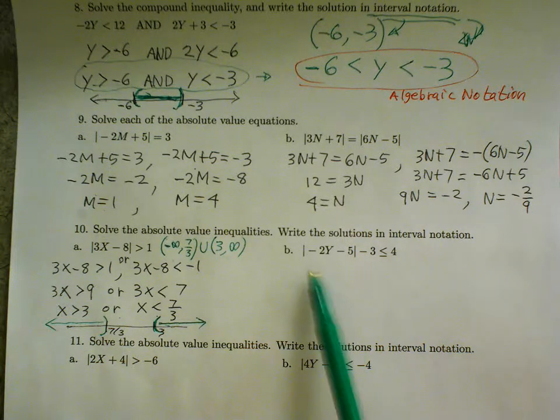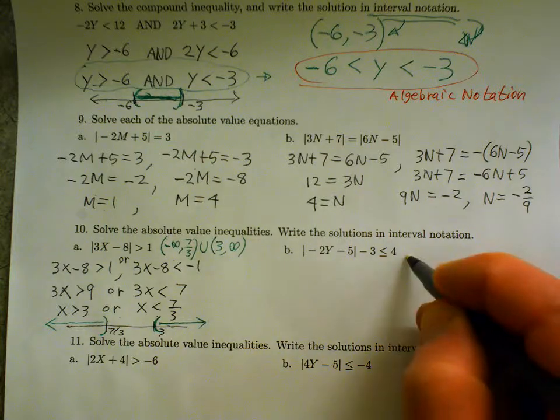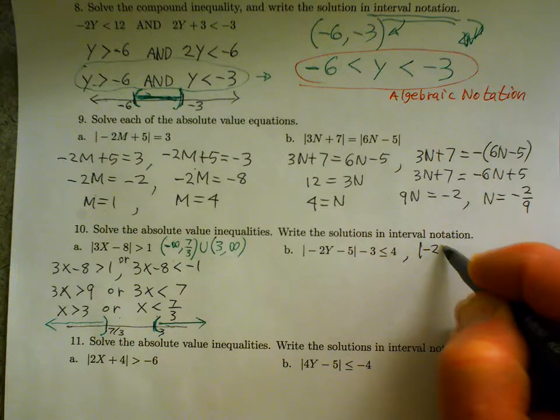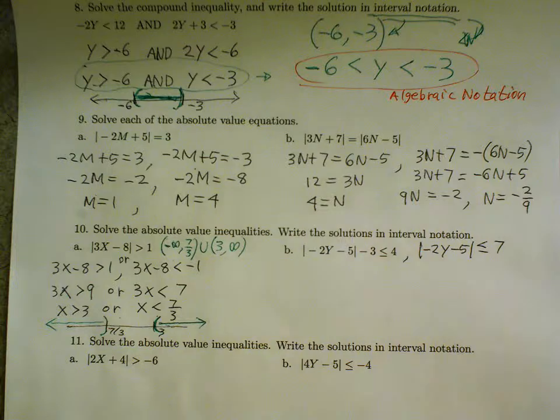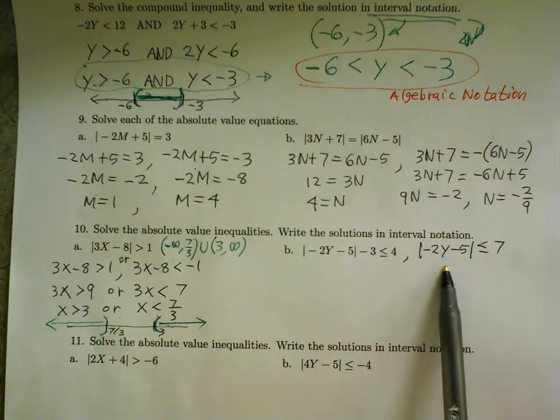Okay, the next one, the absolute value of negative 2y minus 5, minus 3 is less than or equal to 4. The first thing to do is write it in standard form. So that means the absolute value of negative 2y minus 5 is less than or equal to 7. From here, we want to write two inequalities without absolute values. So think about what this is saying. Think of negative 2y minus 5 as a number.